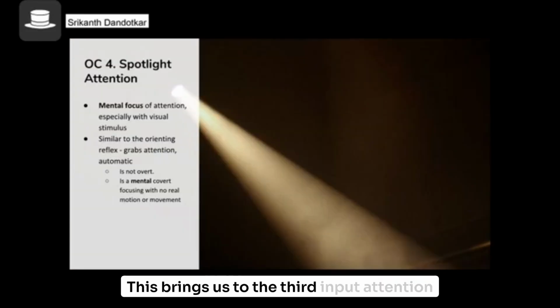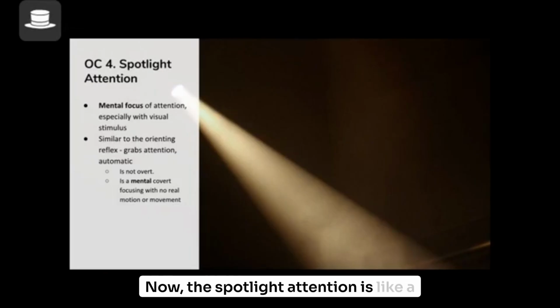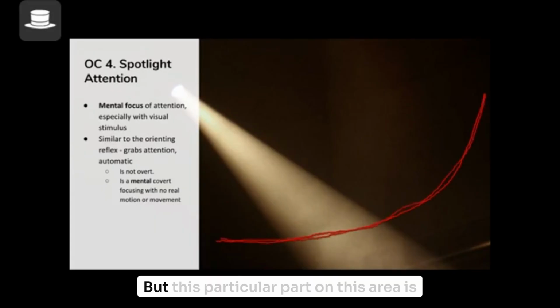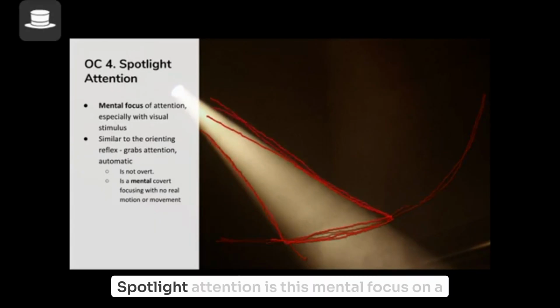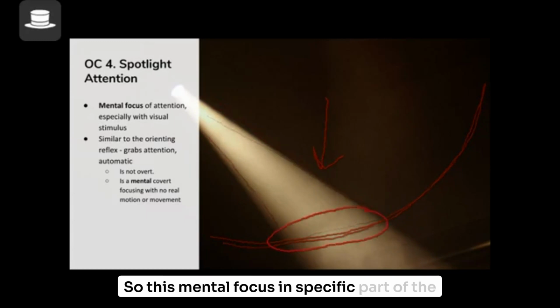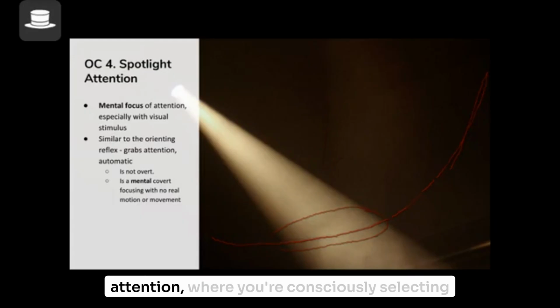So this brings us to the third input attentional process, the spotlight attention. Now, spotlight attention is like a spotlight. Just imagine you have the entire area, right? But this particular part of this area is under the spotlight. Spotlight attention is this mental focus on a specific part of your visual field. Again, this is specific to vision. So this mental focus on a specific part of the visual field is spotlight attention. Now, this is different from selective attention, where you're consciously selecting a part of the sensed information.